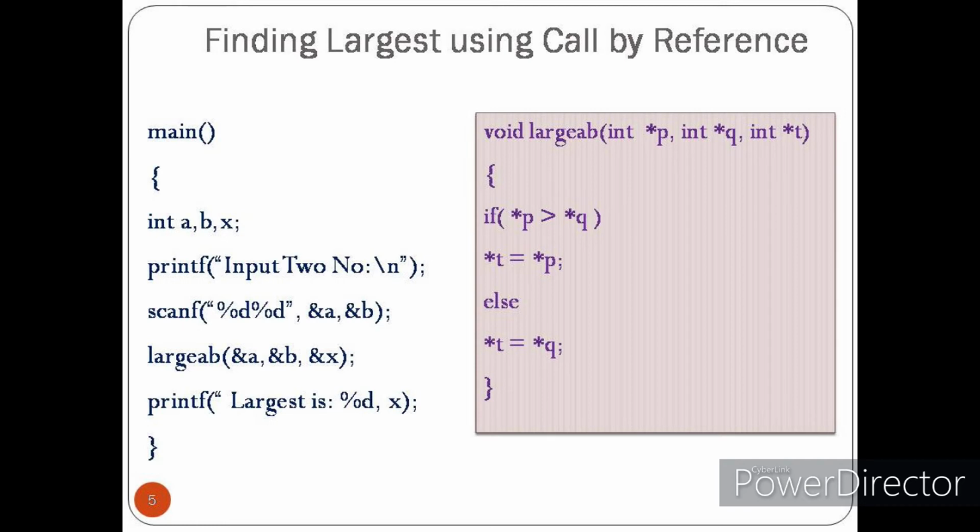And in the function body for largeb, we have three pointers: *P, *Q, *T. Now when the function is called, the addresses of the variables A, B and X will be passed to the pointer variables P, Q and T.